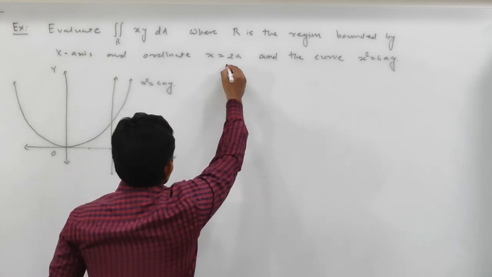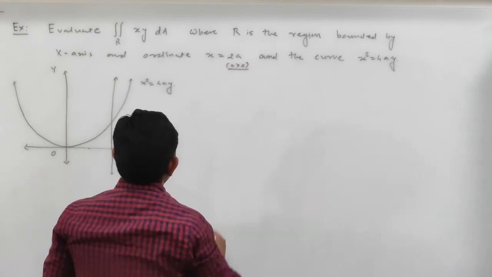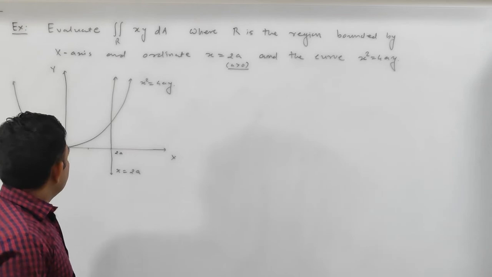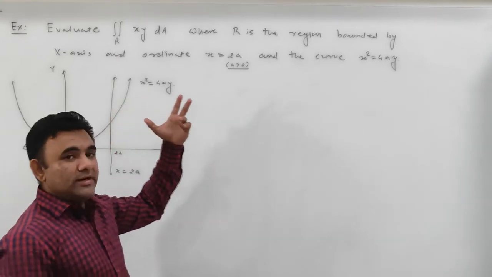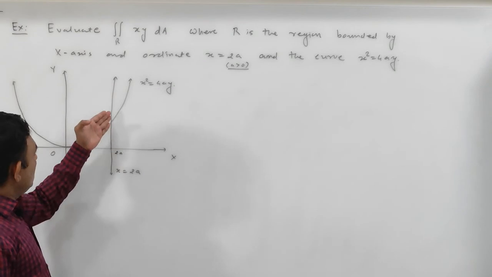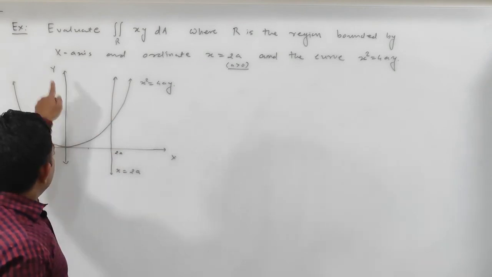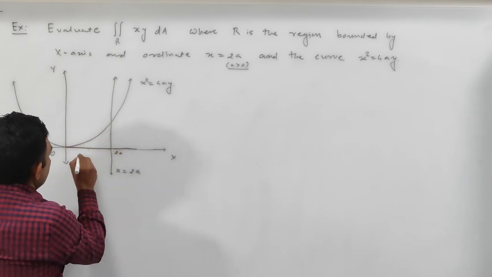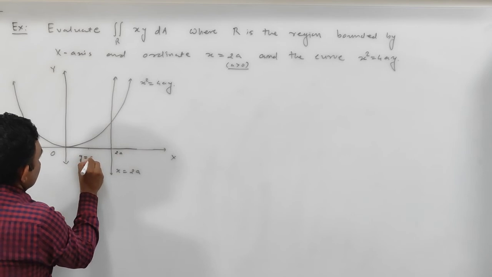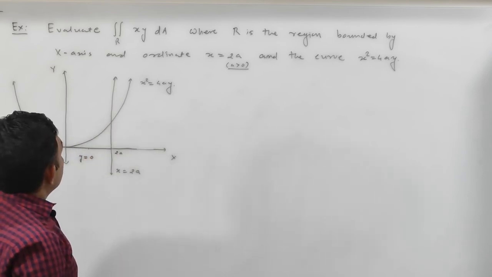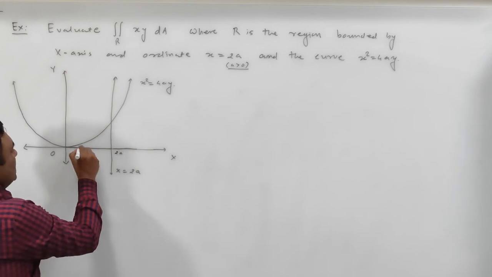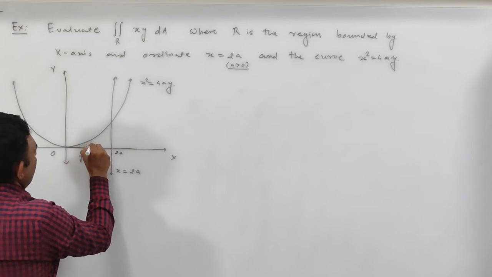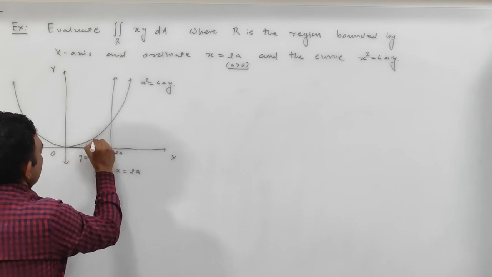Here it is not given, but I assume that a is greater than 0. If a is negative, then 2a will be pointed this side, so again it will be the symmetric case, not an issue. So let me consider a is greater than 0. So x is equal to 2a is this line, and the x-axis means this portion. The equation of the x-axis is y equal to 0. So the region of integration will be this shaded region. This is our region of integration.